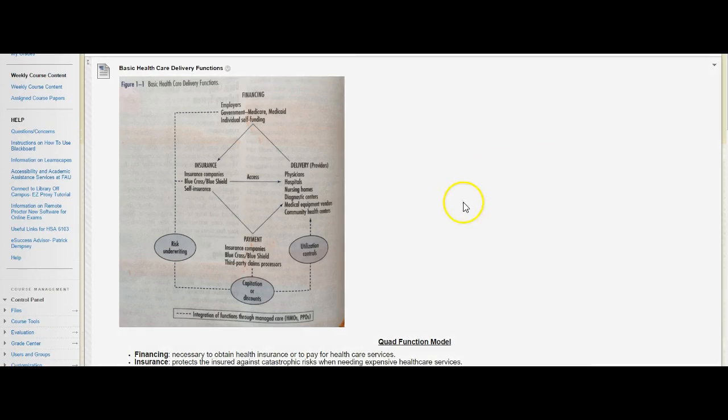I thought it was a great way to point out the 4 core functions and then examples to go with it.